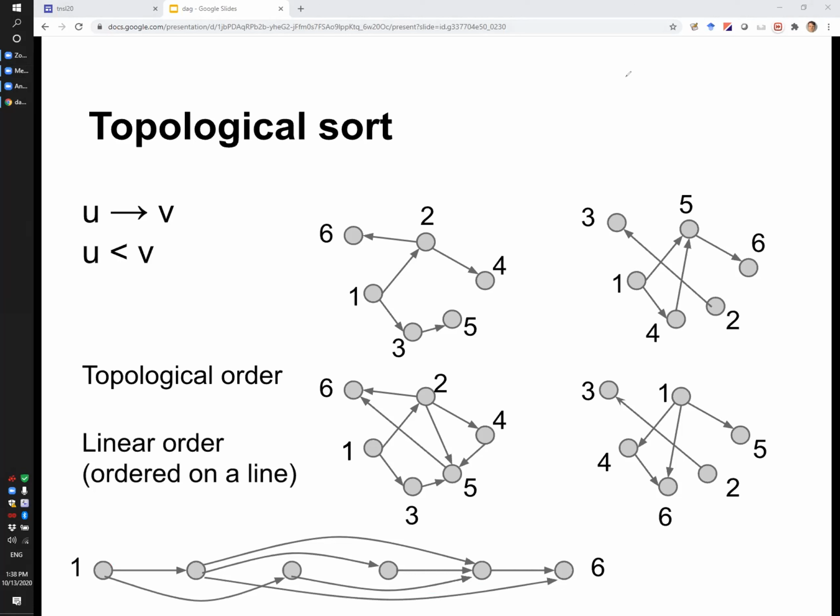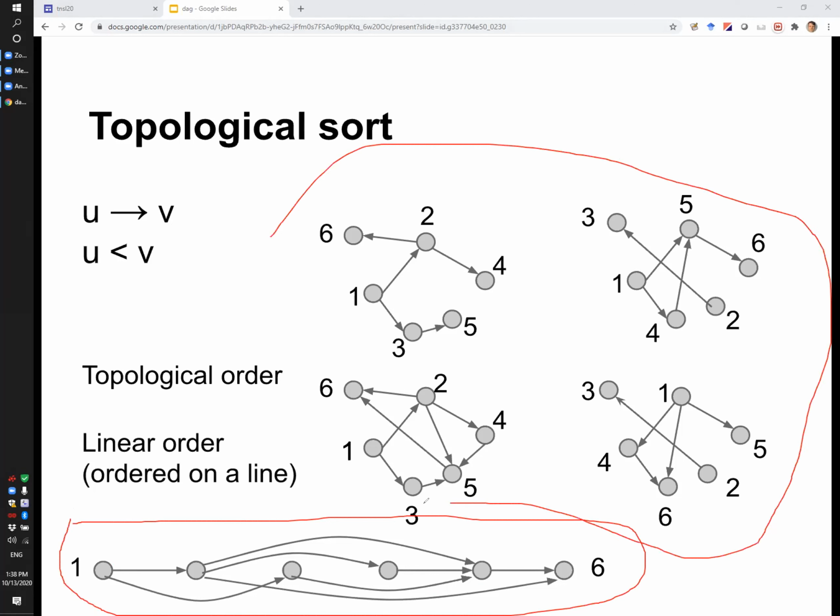And again, just to keep it somewhat interactive, let me ask you this question. This graph, which I've drawn linearly ordered, is, I think, one of these 4.